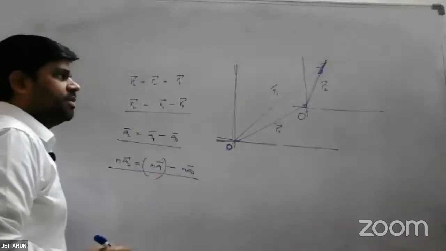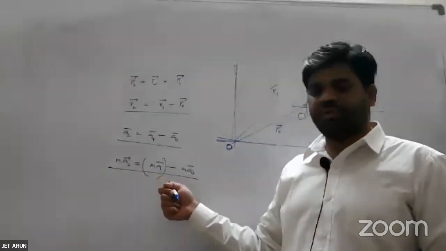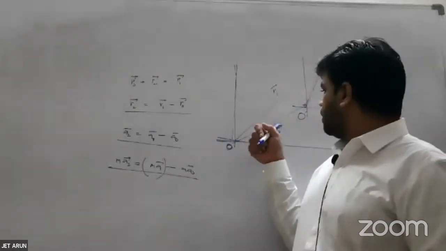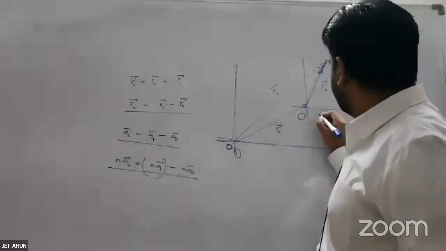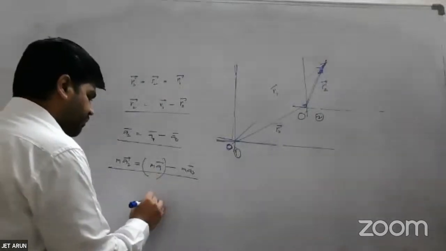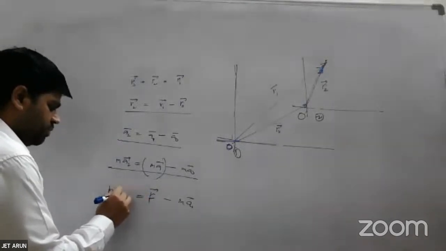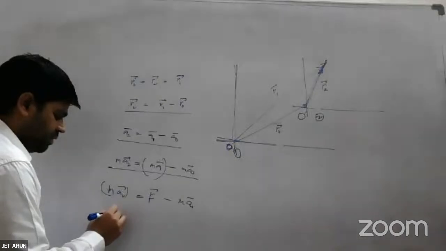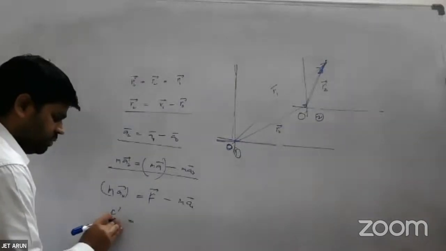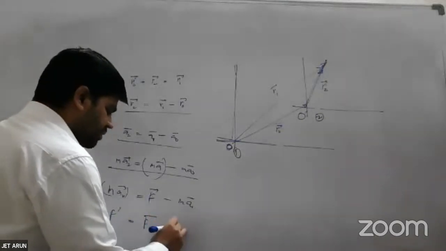What is MA1 bar? A1 is the effect of the force, so MA1 is the cause, the force acting on the particle in reference frame 1. In reference frame O, forces acting on it are F bar minus MA0 bar. If I think of MA2 as a force acting on the particle with respect to reference frame 2, F prime is equal to F bar minus MA0 bar.